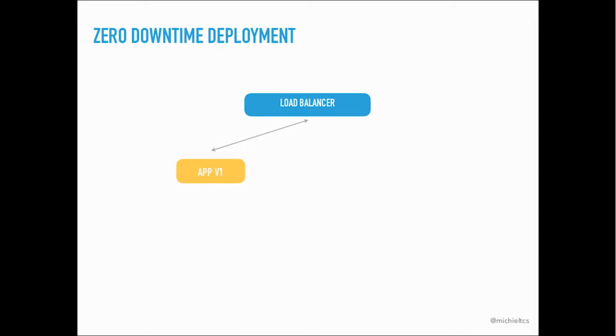Now, let's take zero downtime deployments. We have a load balancer. We have version 1 of our application behind that load balancer. Then we deploy version 2 of our application. And we switch the traffic over to version 2, and we remove version 1. Nobody notices. At least that's the idea. And there's no downtime. We switch from version 1 to version 2 seamlessly.